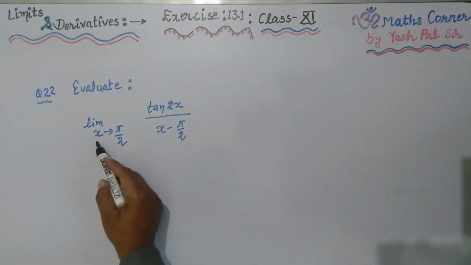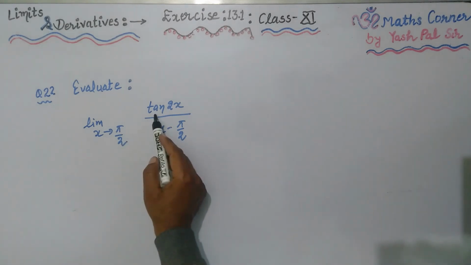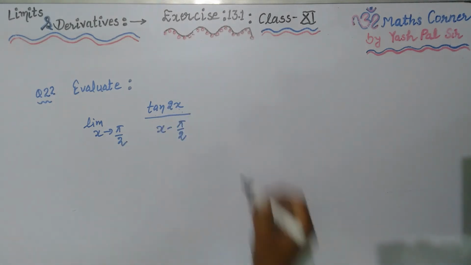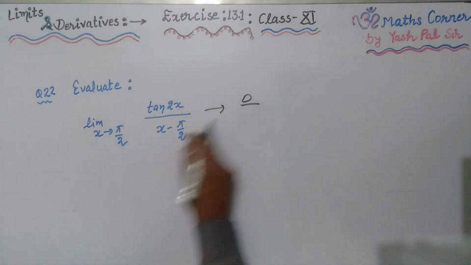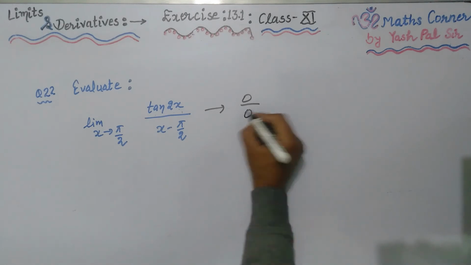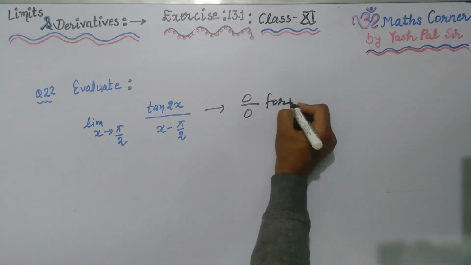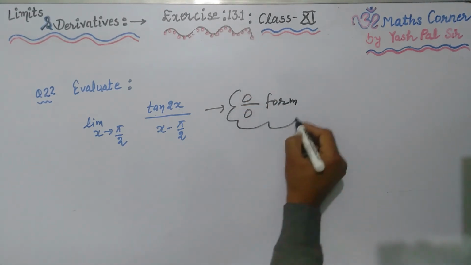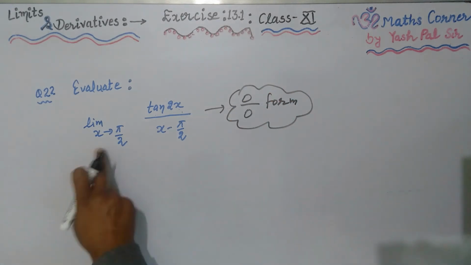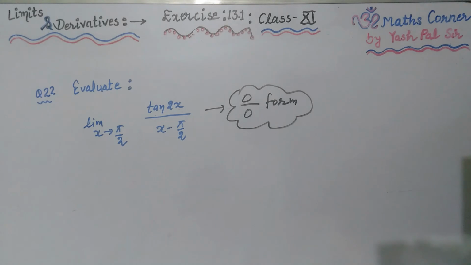On substituting directly x equal to pi by 2, tangent 2 into pi by 2, that is tangent pi, which is equal to 0. So we have numerator 0. Again in the denominator pi by 2 minus pi by 2, again 0. 0 upon 0 form, indeterminate form, so we cannot obtain the limit by substituting directly. Another method we have to think of. What other method can we do?